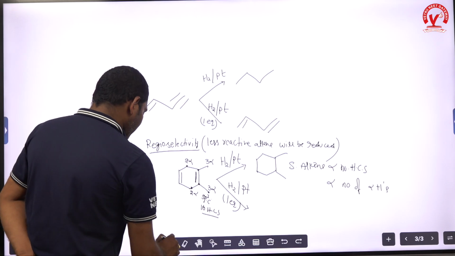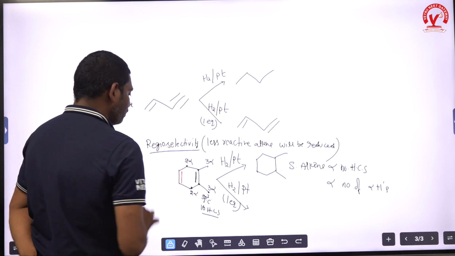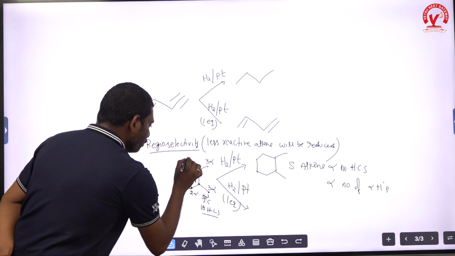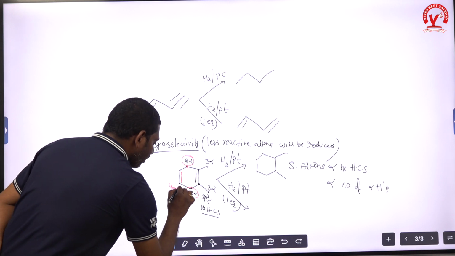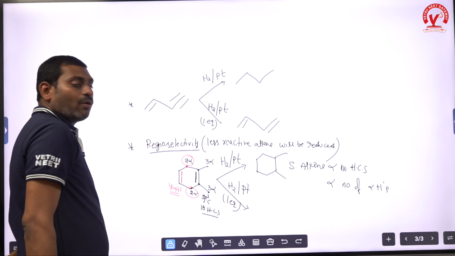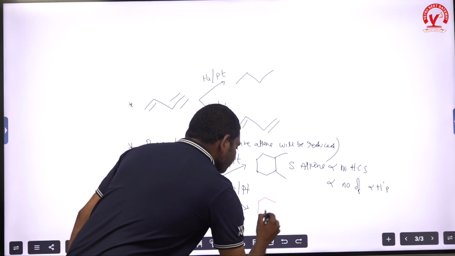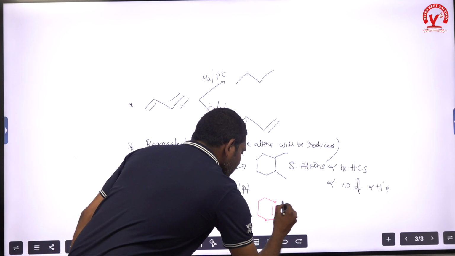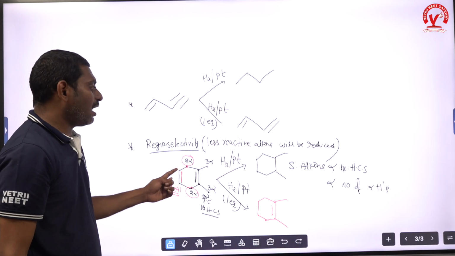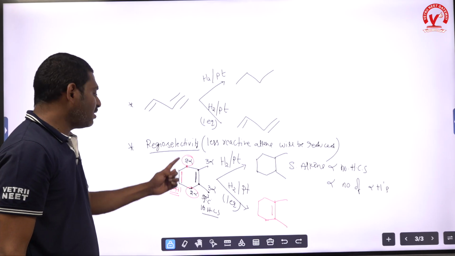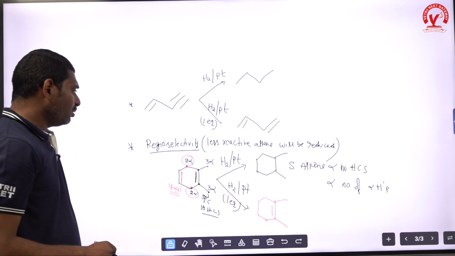If you take this pi bond, it has 2 and 2, 4 alpha hydrogens. So this pi bond has 4 hyperconjugative structures. So it can break this pi bond. Lower number of alpha hydrogens is the least stable alkene, so it will break first. This is the regioselectivity.